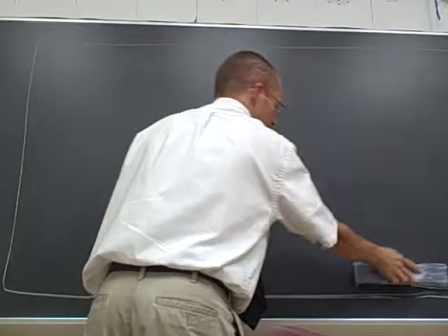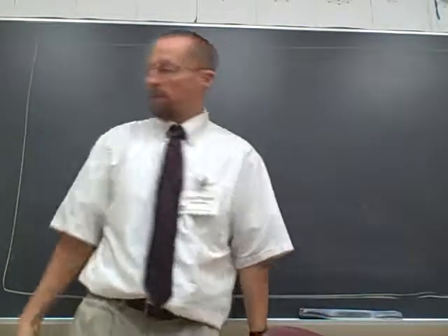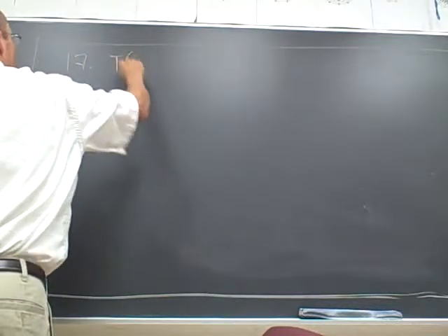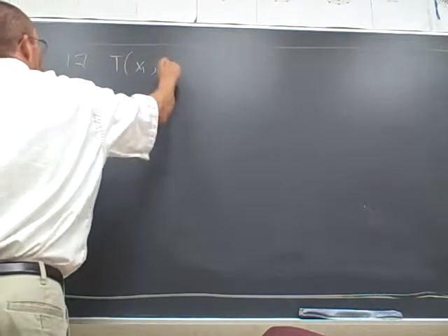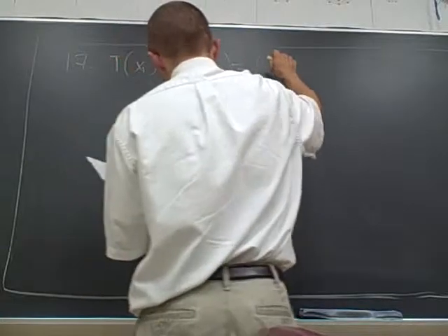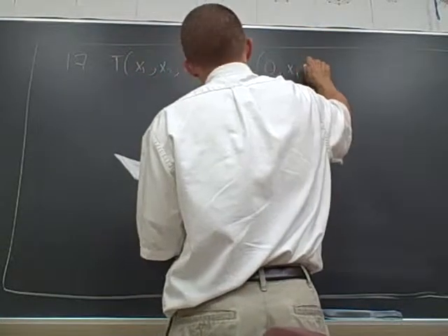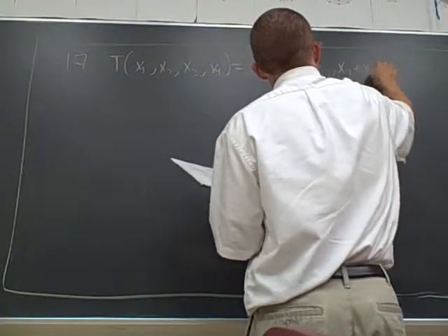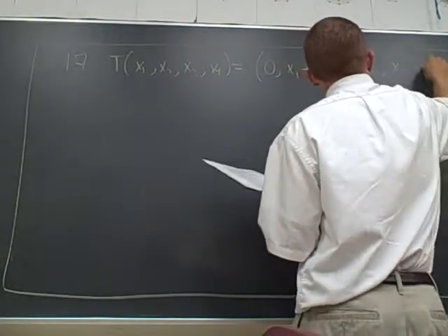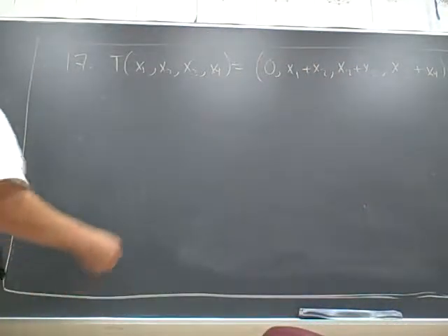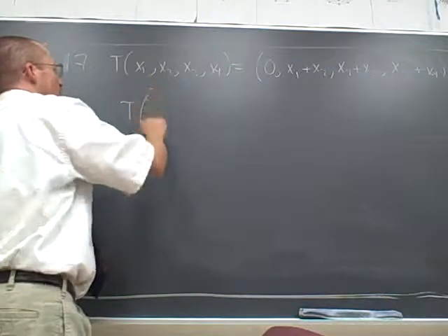So, let me just do a few problems from the homework. 17. They define this transformation. They put it all on one line. And we would suspect that this is probably a linear transformation. We could go ahead and check the defining properties. But it's going to be easier if we can write it as a matrix.